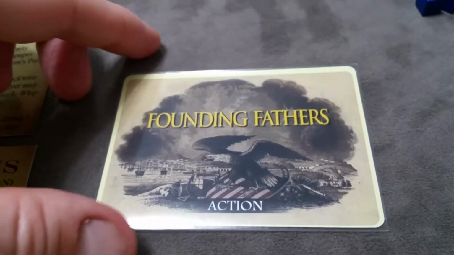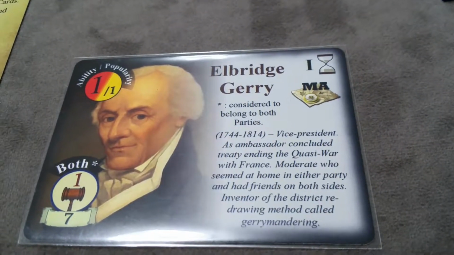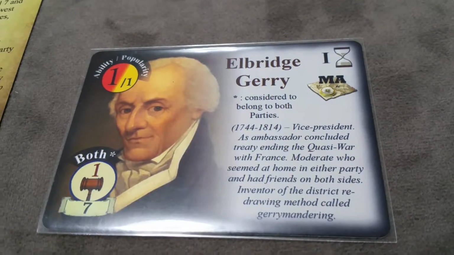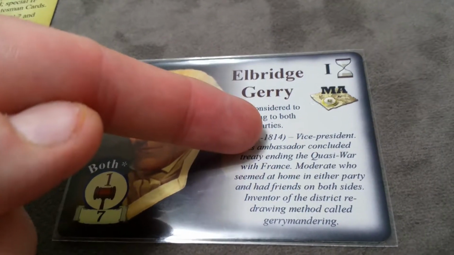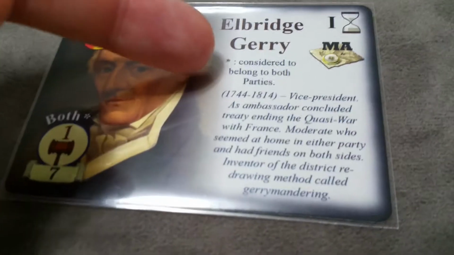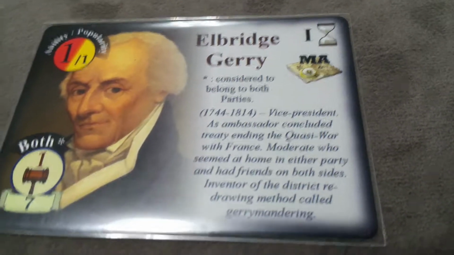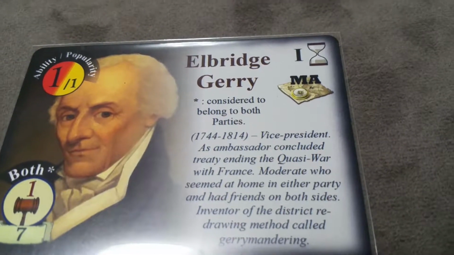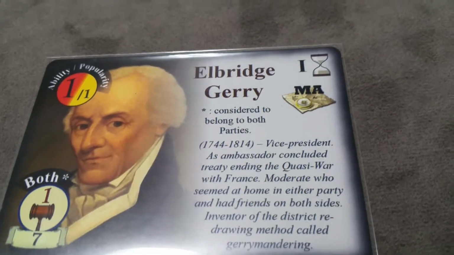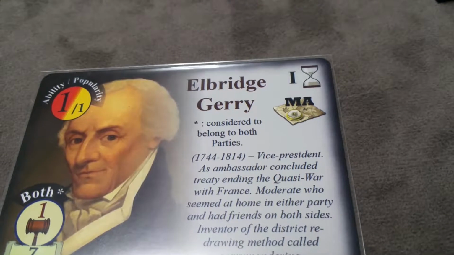One other interesting action or statesman card that can come up is Elbridge Gerry from Massachusetts. You can see he has a different colored background. It's kind of a white background. He's considered to belong to both parties or to either party. So he can never be a party leader, even if he's president.